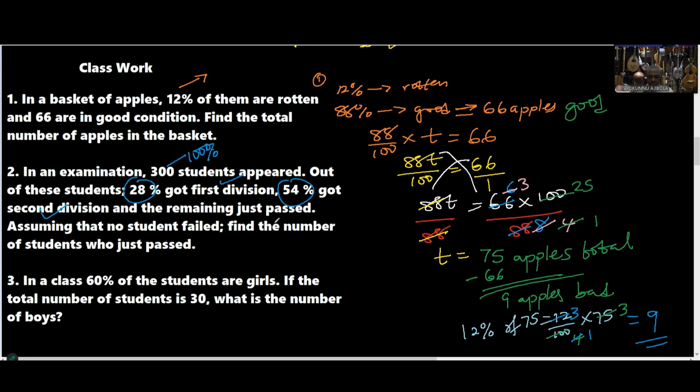Is that clear? Can you hear me? Yes. 300 means the total number of them, that's the 100%.